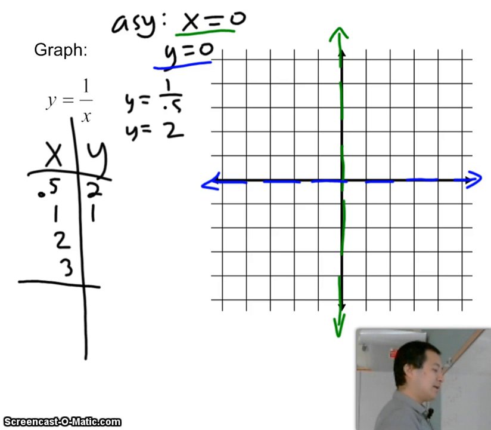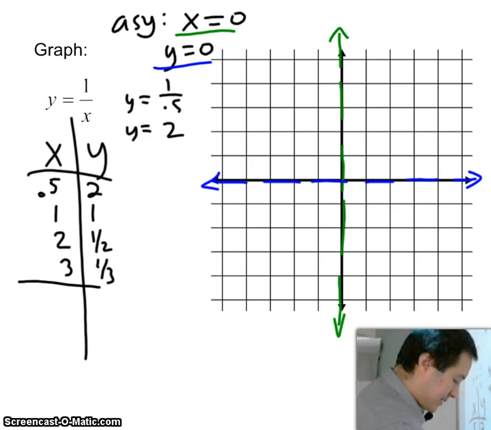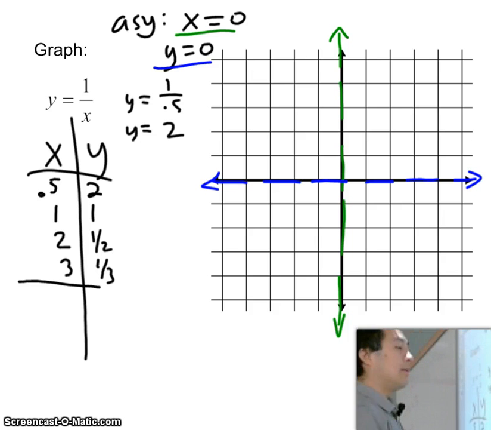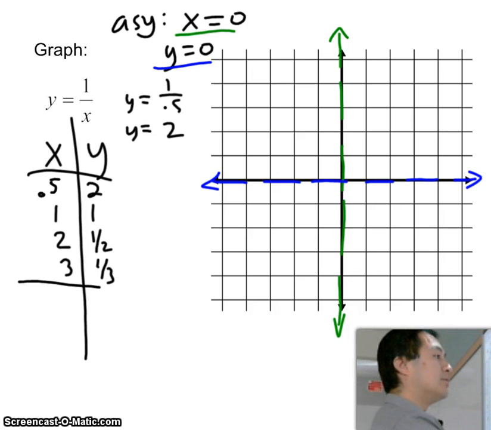This should give me 1. This should give me 1/2. This should give me 1/3. So I'm looking at this, and I'm going to graph this. It looks like I have 0.5, I have at 2. 1, I have at 1. 2, I got at 1/2, and I got at 1/3.